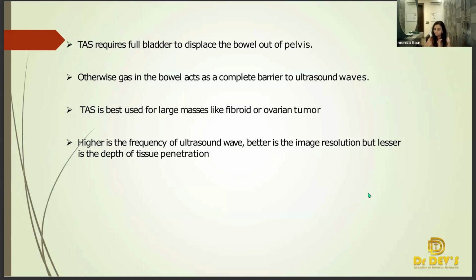So, in whatever case, do not scan the patient unless the urinary bladder is full. Now, if the bladder is empty, we will be able to see the bowel gas. Bowel gas, and as we know, air is a bad conductor of ultrasonic waves. Air does not allow the ultrasound waves to penetrate deeper. It just cuts it off at the level wherever it is present.